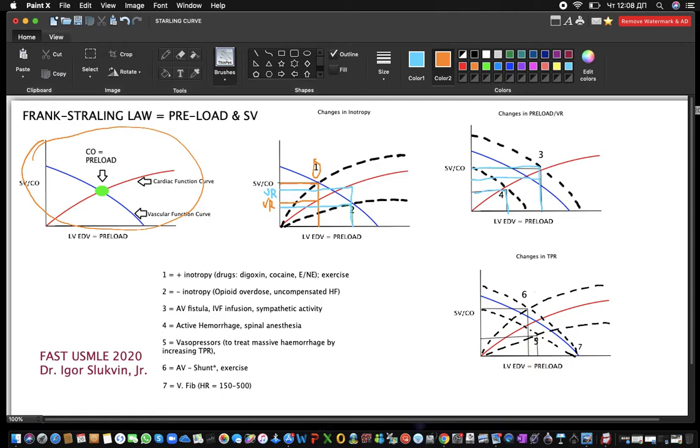Point 5 is below the cardiac function curve and the vascular function curve. You have way less venous return, but your end diastolic volume is the same as normal. Basically, the only way that this can happen is vasopressors by increasing chronotropy.